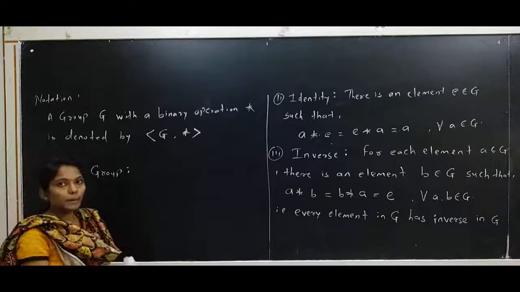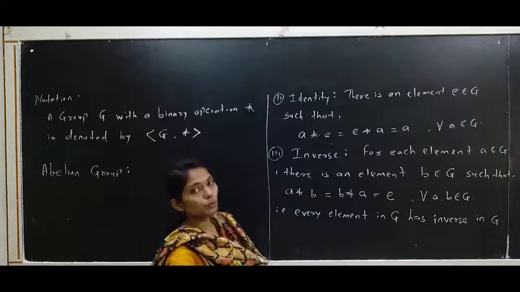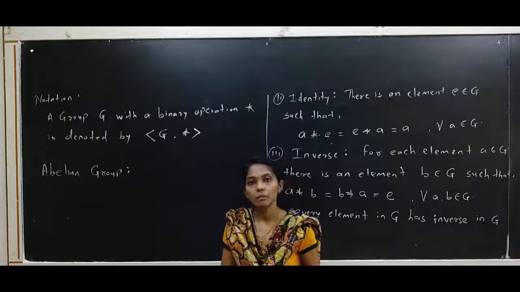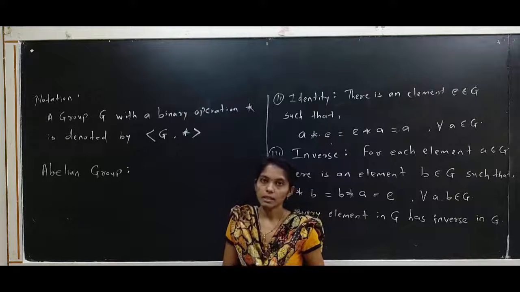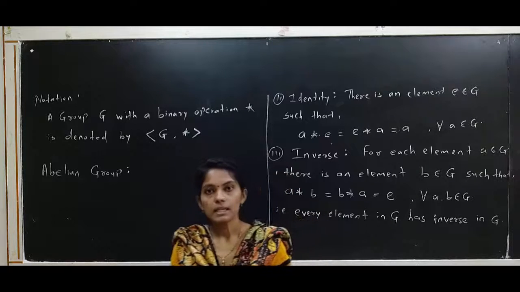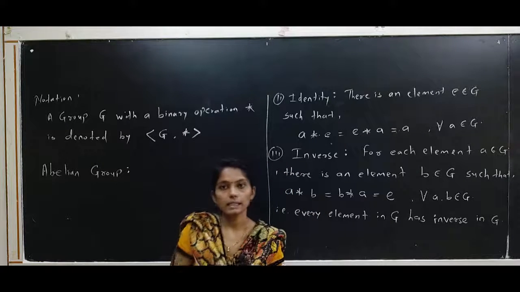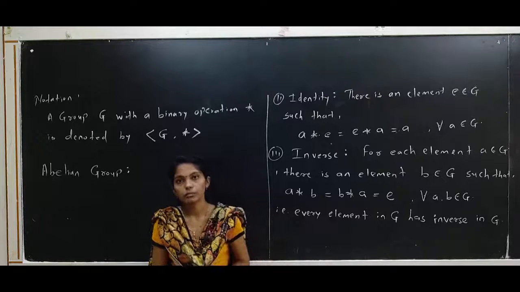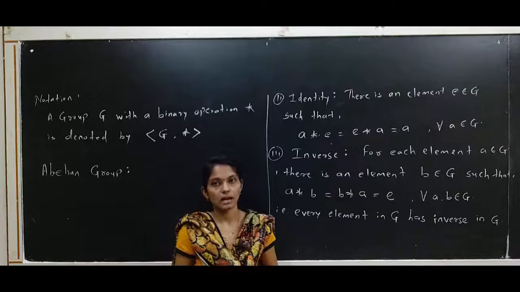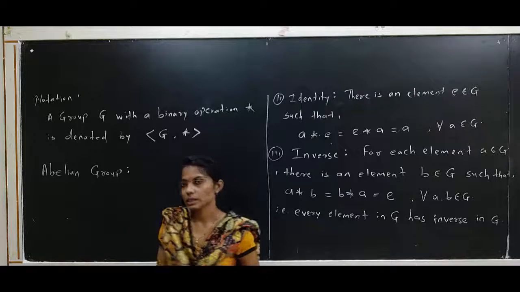Now next definition, abelian group. So what is meant by abelian group? A group G together with a binary operation star is said to be abelian if group G is commutative with binary operation star. Okay, so see the definition.